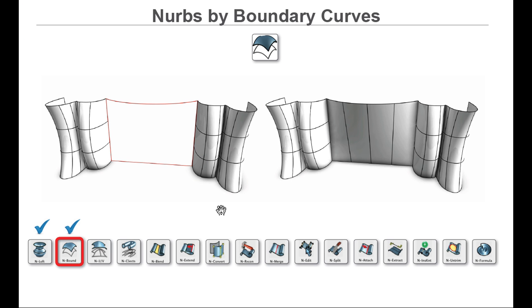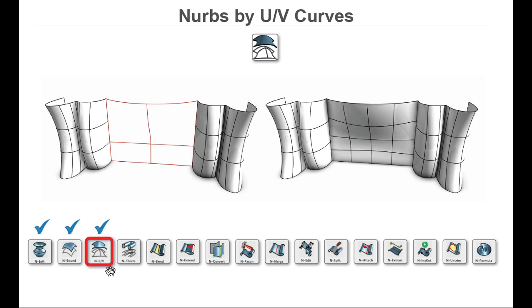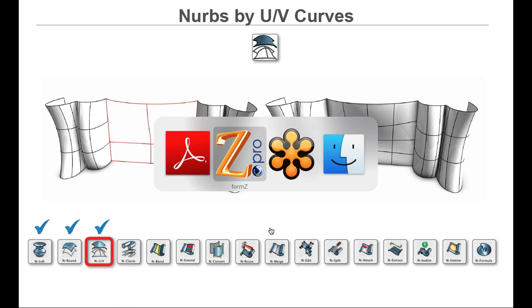Now another variation of this, if we move to the next tool, which is Nurbs by UV curves, and you can see we can actually fill in more curves in the middle area here to help formZ interpolate what the center surface will actually look like. So the boundary just automatically fills in an area for you. With the Nurbs by UV curves, we can actually tell it by adding extra curves there. So let's see how that works.